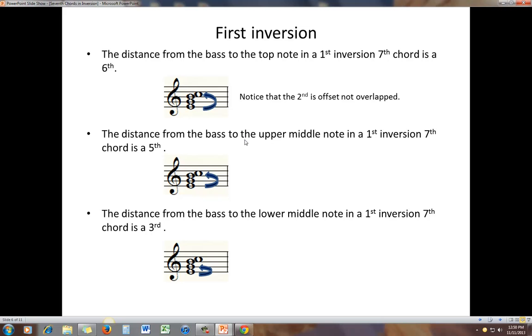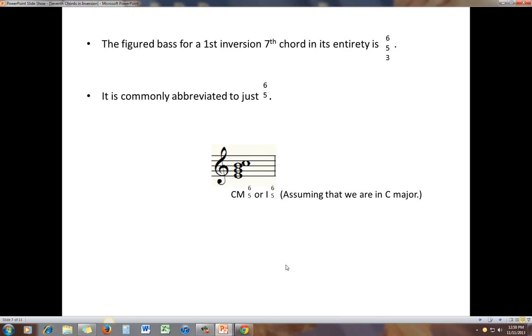The distance from the bass to the upper middle note is a fifth, and the distance to the lower middle is a third. So for a first inversion seventh chord, the figure in its entirety is 6-5-3. This is commonly abbreviated to just 6-5. And the reasoning for this is one unique quality of an inverted seventh chord is the second that happens between the root and the seventh when you invert it. So the 6 and the 5 are reflecting where that seventh is. So we have a C major 6-5 or a 1-6-5.